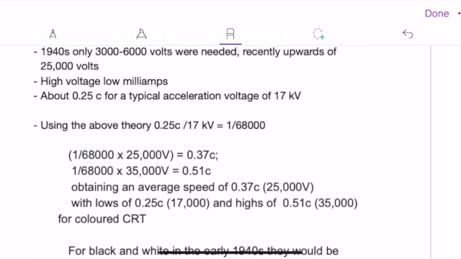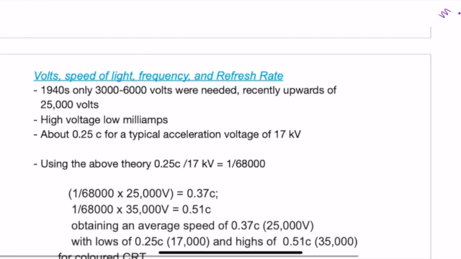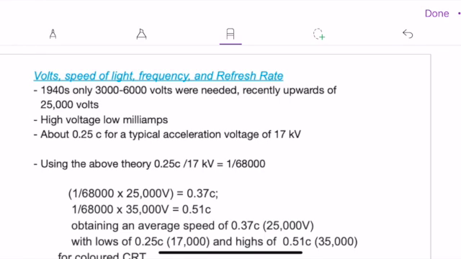Now let's dive into the logistics and calculations of things: the volts, speed of light, frequency, and refresh rate. To start off, in the 1940s, only 3,000 to 6,000 volts were needed in the final anode. Today, upwards of 25,000 volts are typically used, and this is due to the migration from black and white CRT TVs to colored CRT TVs. The average is around 25,000 volts, however, it can range upwards to 35,000 volts. But as there's such high voltage, there's only a few milliamps used in a CRT TV.